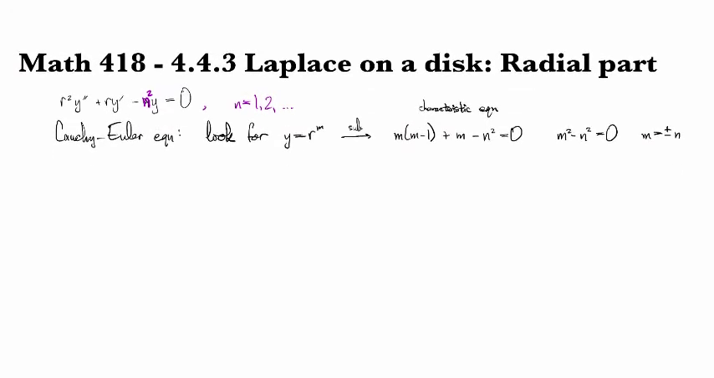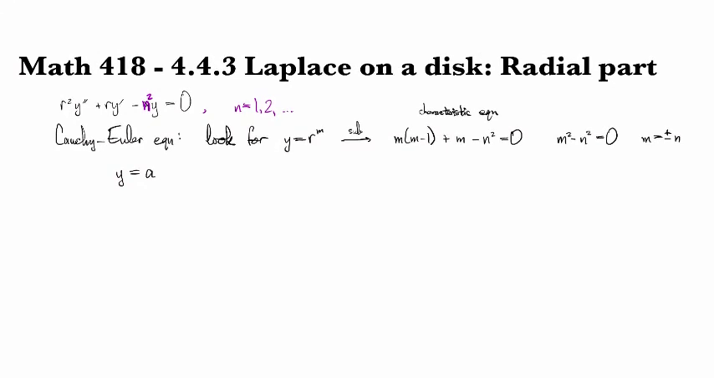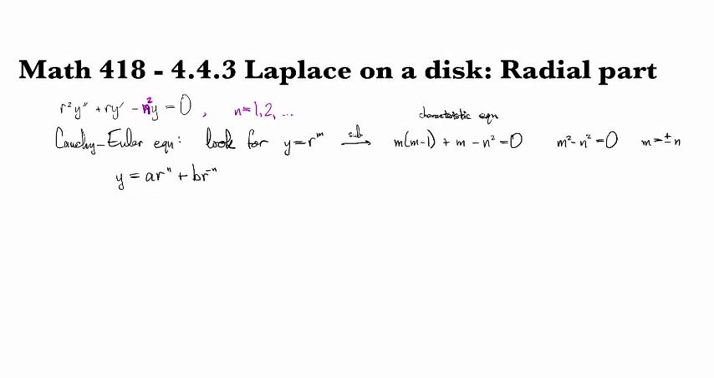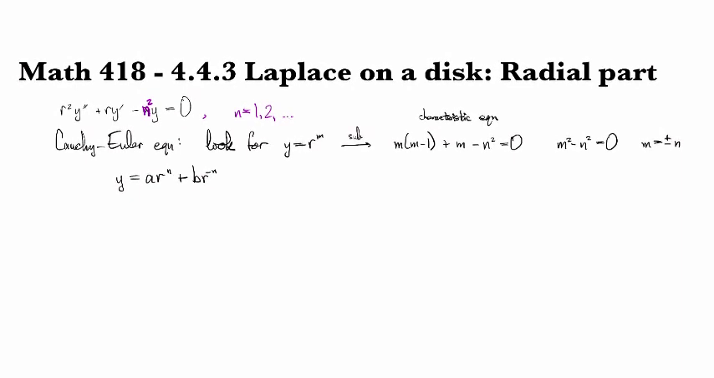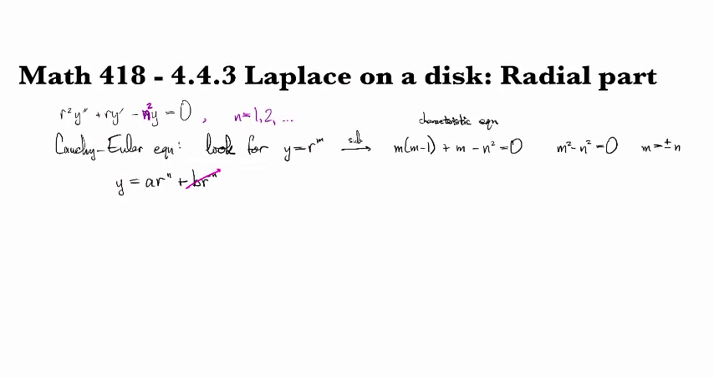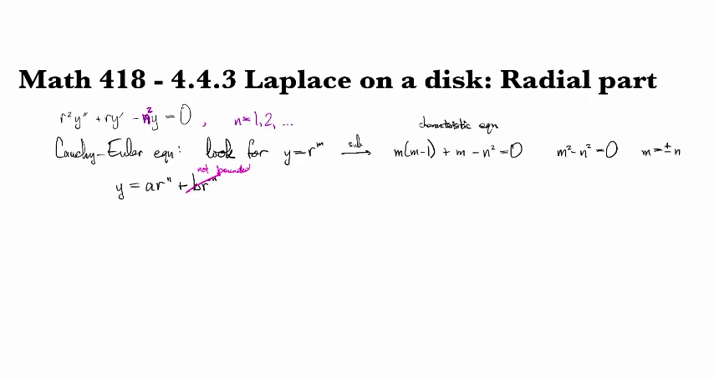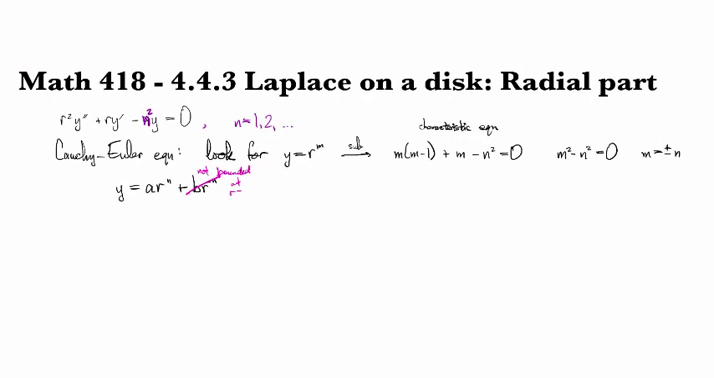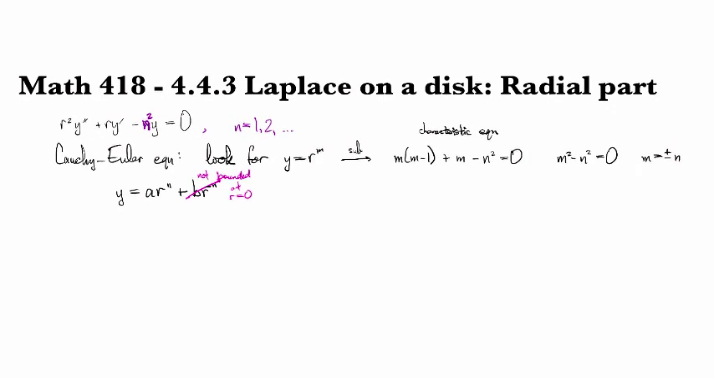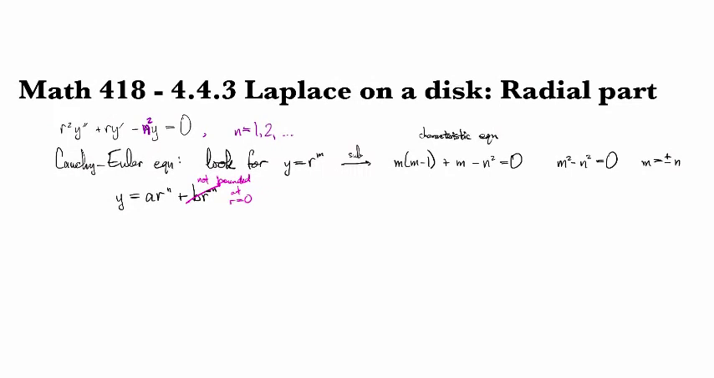And so what we find then is our solution looks like a r to the n plus b r to the minus n. But then we want something that's bounded at 0. And so we rule this one out because it is not bounded at 0.